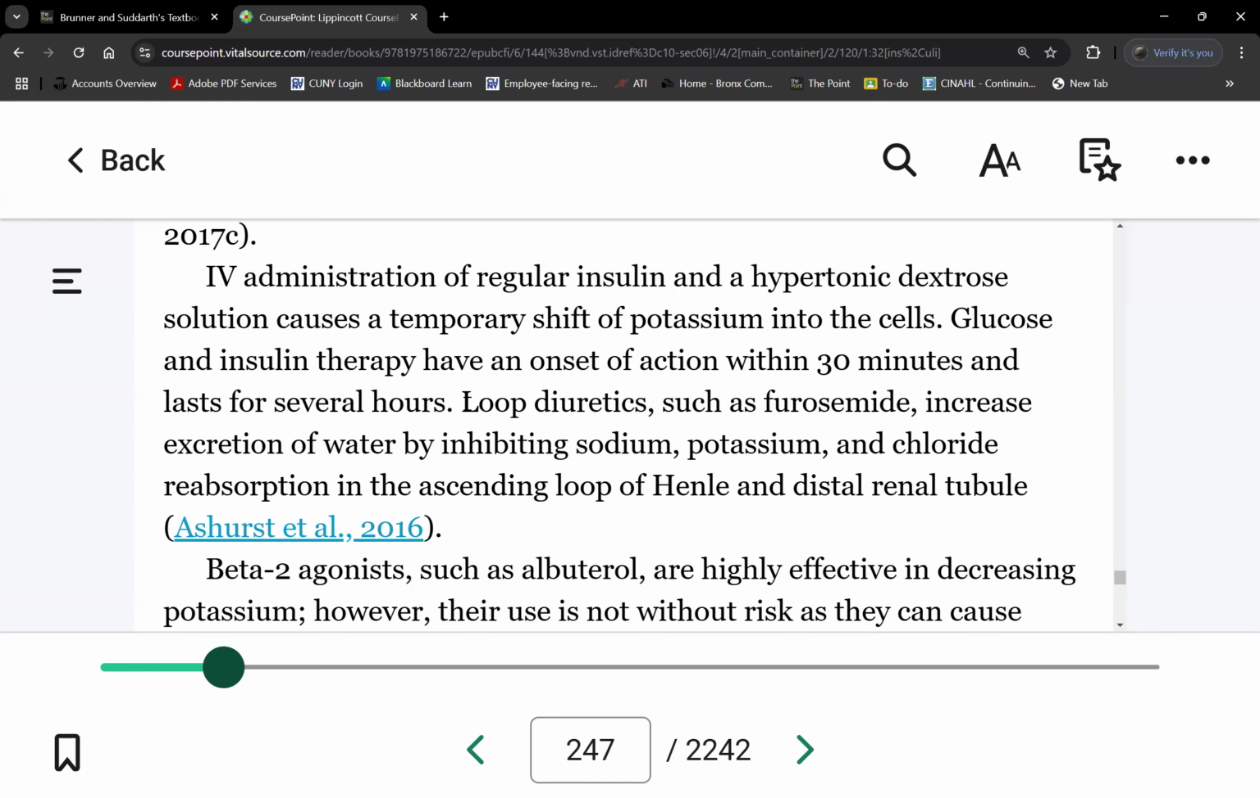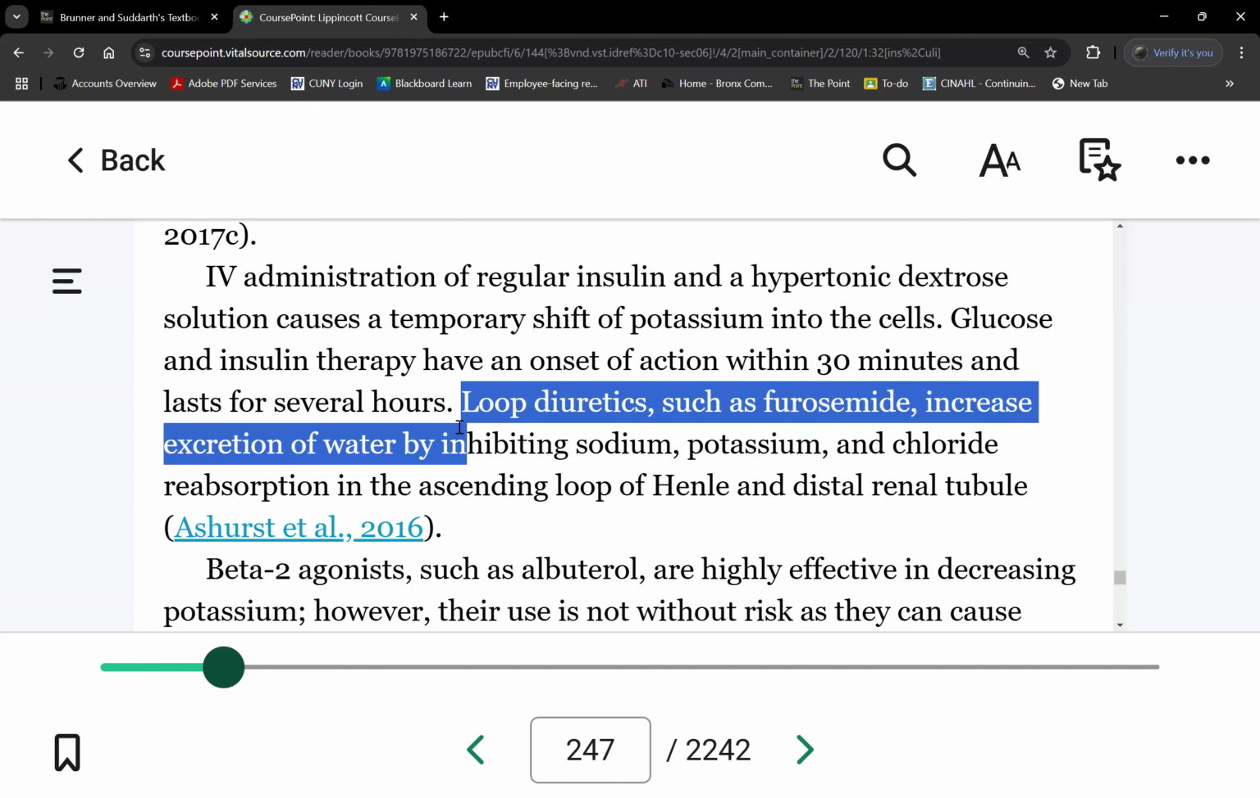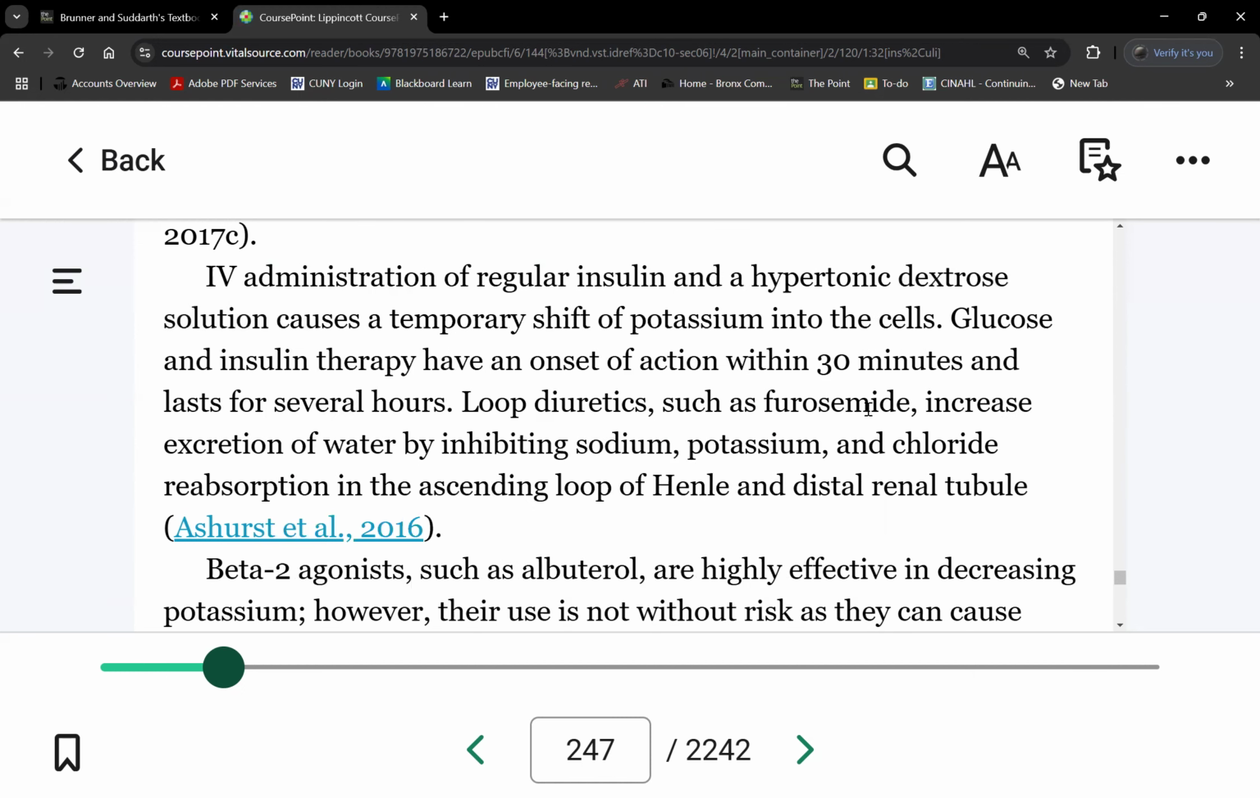Another option is diuretics. Now, diuretics, though, the problem with this is, yes, it will lower potassium. We give furosemide, for instance, or thiazide, hydrochlorothiazide. What will also drop?